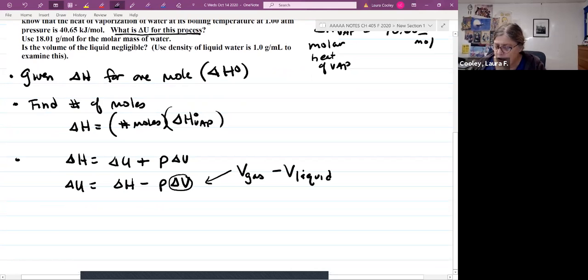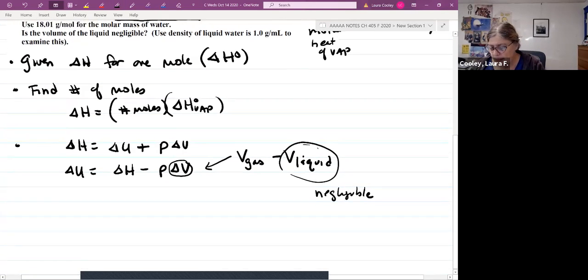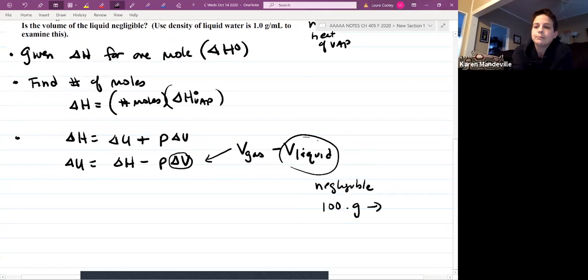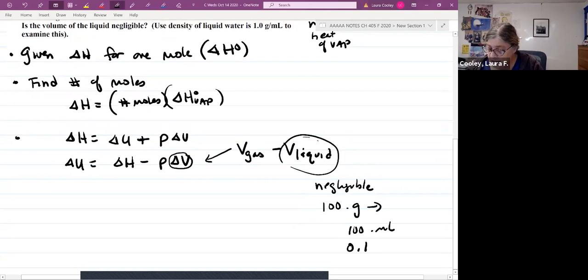And you should ask yourself when you do this, is this negligible? So calculate that volume of the liquid, right? Because you have 100 grams, so you know what's the volume of that going to be. It's pretty easy to calculate. Water density, assume it's 100 milliliters. That's only 0.1 liters, right? So when you calculate the volume of the gas, right, because this delta V is V gas minus V liquid, okay? When you calculate that, you'll see that this will actually end up being negligible, okay?